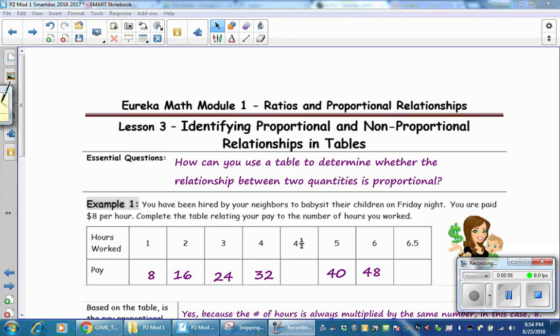In Example 1, you have been hired by your neighbors to babysit their children on Friday night. You are paid $8 per hour. Complete the table relating your pay to the number of hours you worked. To fill in the table, 1 hour will earn $8.